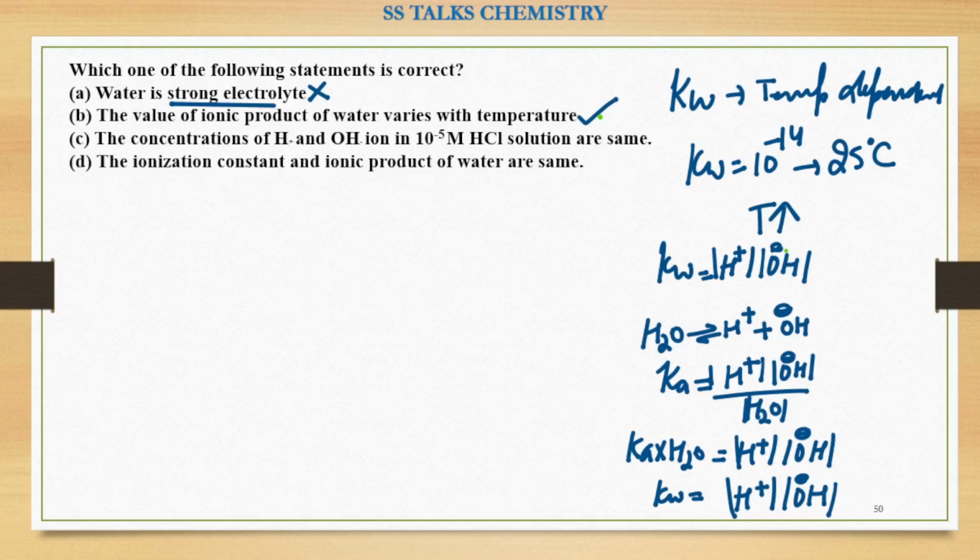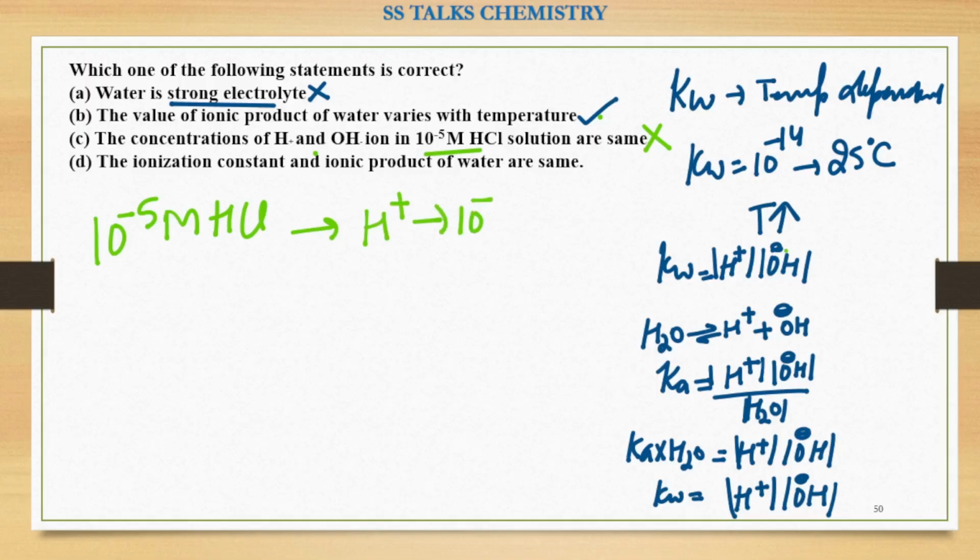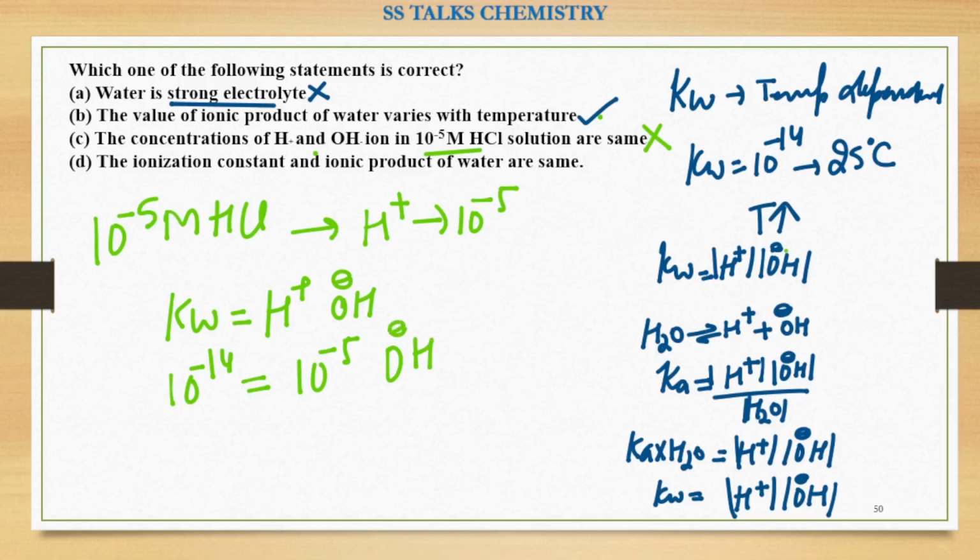Okay. And next, the concentration of H positive and OH negative ions in 10 raised to the power of minus 5 molar HCl solution are the same. This is the incorrect one. If you have 10 raised to the power of minus 5 molar HCl, it means the H positive concentration here is 10 raised to the power of minus 5. If the reaction has been done at room temperature, you can write Kw, we know, as H positive into OH negative. That means it is 10 raised to the power of minus 14. This will be 10 raised to the power of minus 5 and the OH negative.